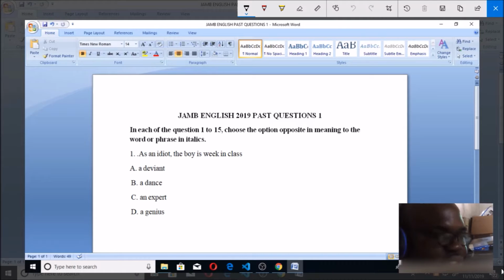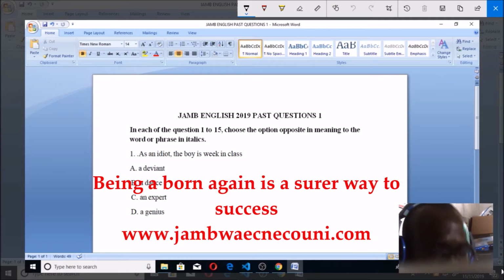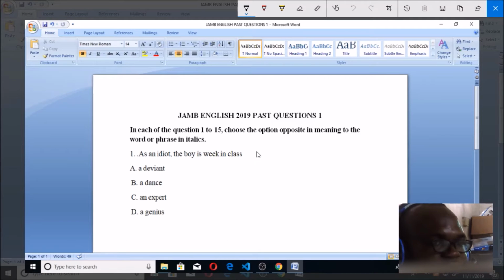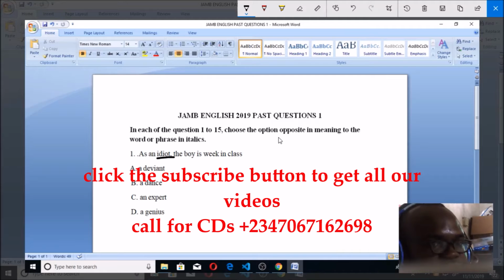And we're looking at this question that says, in each of the questions from 1 to 15, choose the option opposite in meaning to the word or phrase in italics. And what words do we have? We have, "As an idiot, the boy is weak in class." The word there is idiot. Which of these is the option that is opposite in meaning?